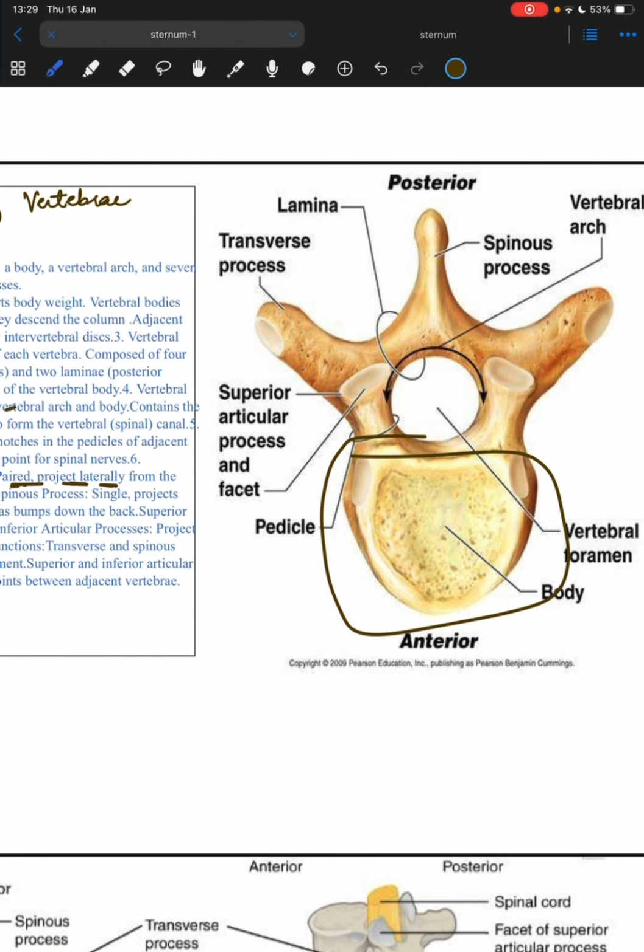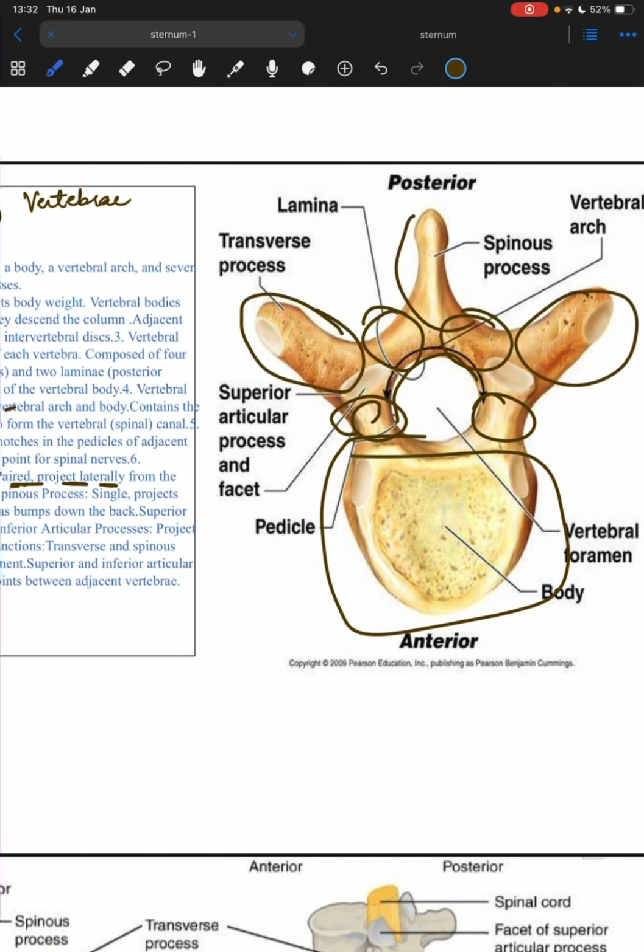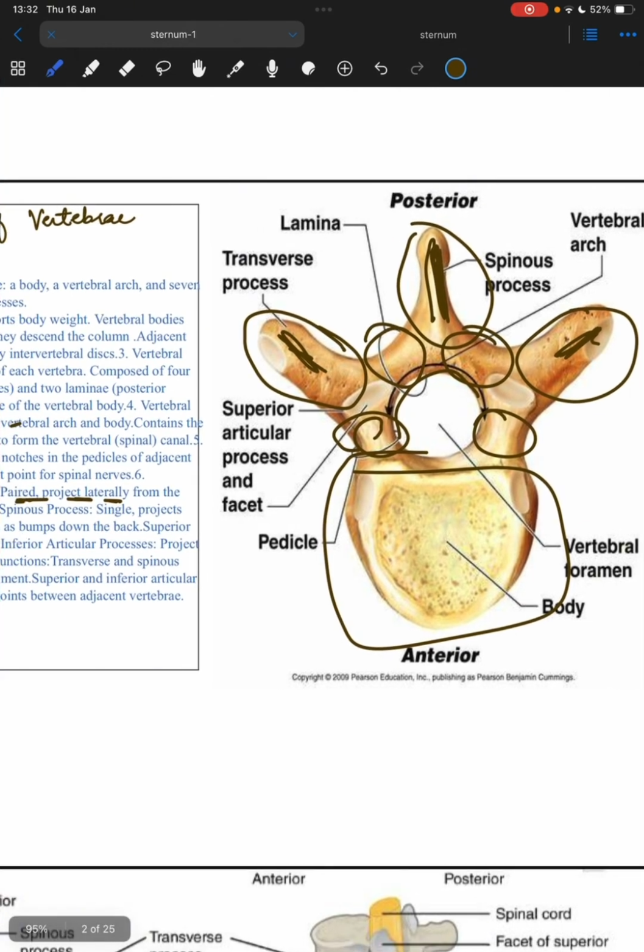The arch forms the posterior portion of each vertebra and is composed of 4 parts: the two pedicles and the two laminas, as you can see here. Furthermore, there are projections coming out from this vertebra. These are the processes: the transverse processes coming transversely, and this is the spinous process. This is the typical vertebra structure.